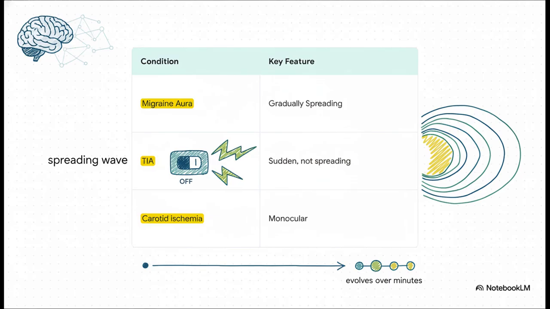And this really breaks it down for us. Look, a TIA, a vascular problem, is sudden. It's like a switch being flipped. Bam, vision is gone. But a migraine aura, that's totally different. It's caused by this slow-moving electrical wave in the brain. We call it cortical spreading depression. And because it's a slow wave, the symptoms, well, they spread slowly too, over minutes. It's all about the timing.